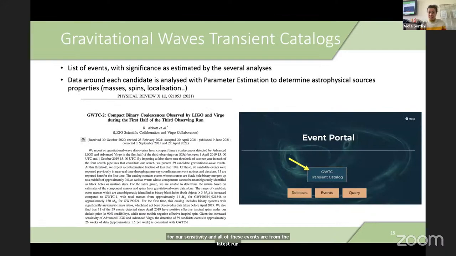We typically collect all these events in our flagship publications that are called Gravitational-Wave Transient Catalogs, so GWTC. These contain a list of events with the significance and then contain the parameter estimation information. So you see here what a catalog abstract looks like. And these are exactly the same events that you find in the event portal that Eric described on Monday.